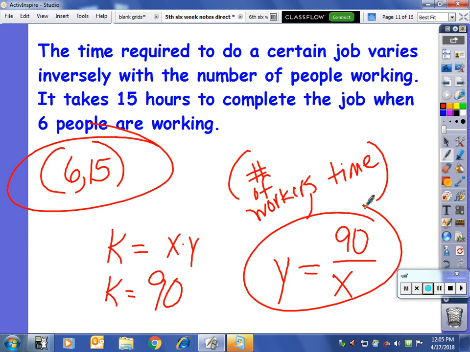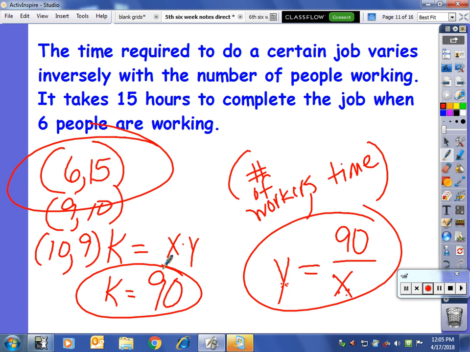That's the equation. What comes out is the time it takes to do the job. What am I putting in? Workers. So if I put in 6 workers, how long is it going to take to do the job? 15 hours, because 90 divided by 6 equals 15. What if I increased it to 9 workers? It's going to take 10 hours. So that's another point that's on the graph. If I put a 9 in, I'm going to get back 10. What if I increase it to 10 workers? 9 hours. So I'm taking that k value that I found by just taking the 1 point they gave me and multiplying the x and y together. It's so much easier than finding slope.